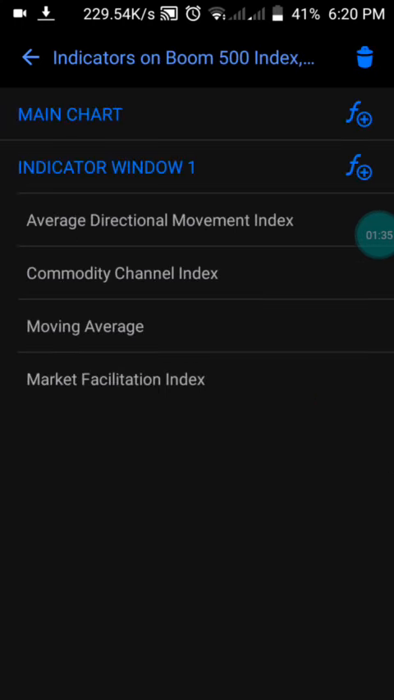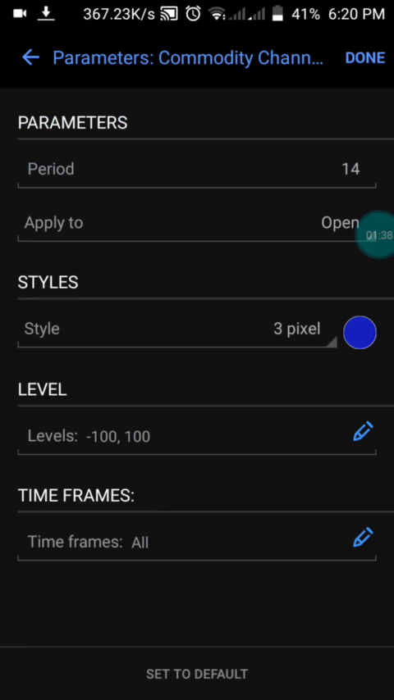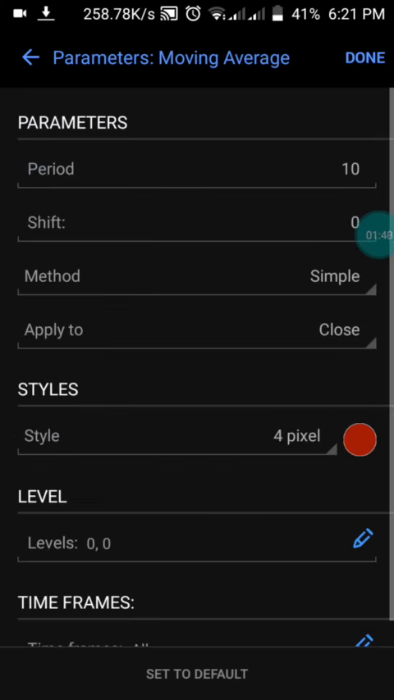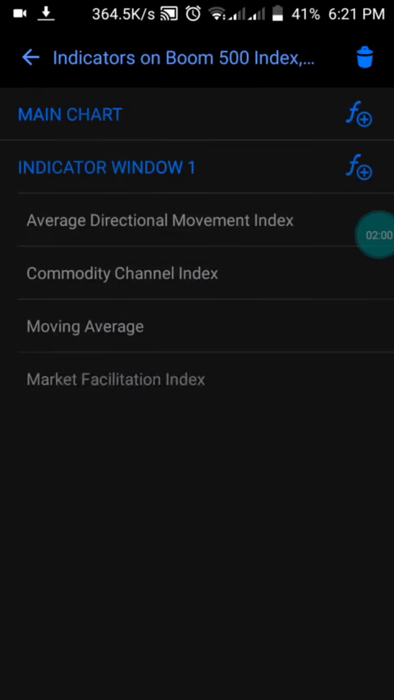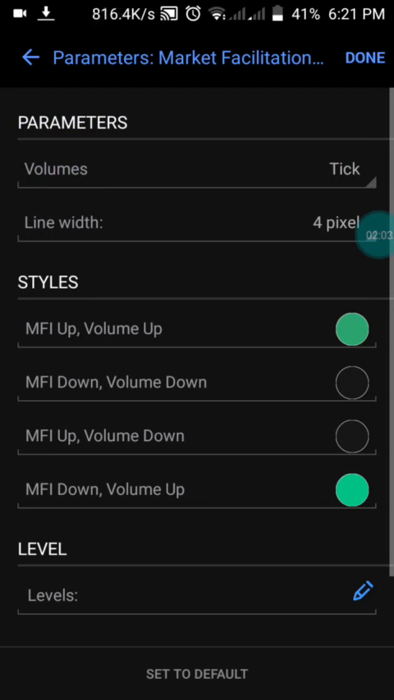So you press OK. Then we have the Commodity Channel Index, with a period of 14, applied to Open. The style is my blue color. You press OK, leave the levels. The third one is the Moving Average, with a period of 10, a shift of 0, the method simple, applied to Close. I have red as my color here. The last one here is the market volume, where we have the line weight and the style. Just set it up like this, you see guys.